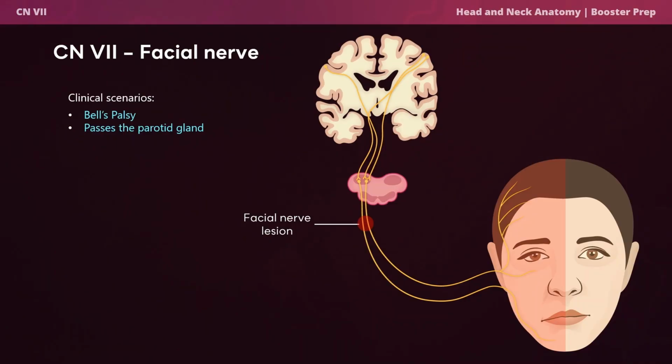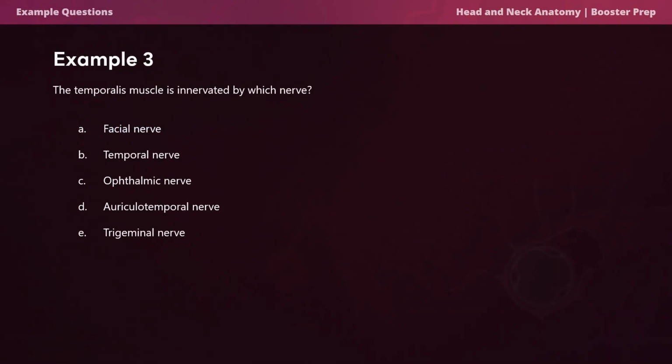And now that that's that, let's move on to example question 3. The temporalis muscle is innervated by which nerve? The facial nerve, the temporal nerve, the ophthalmic nerve, the auriculotemporal nerve, or the trigeminal nerve? Now take a moment if you need it, but the correct answer is E, the trigeminal nerve. The temporalis muscle is innervated by the trigeminal nerve.